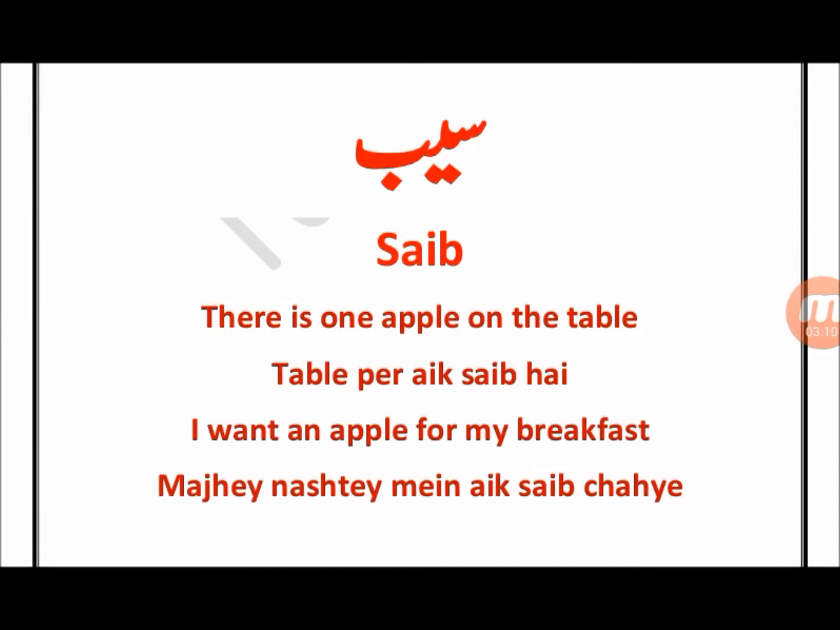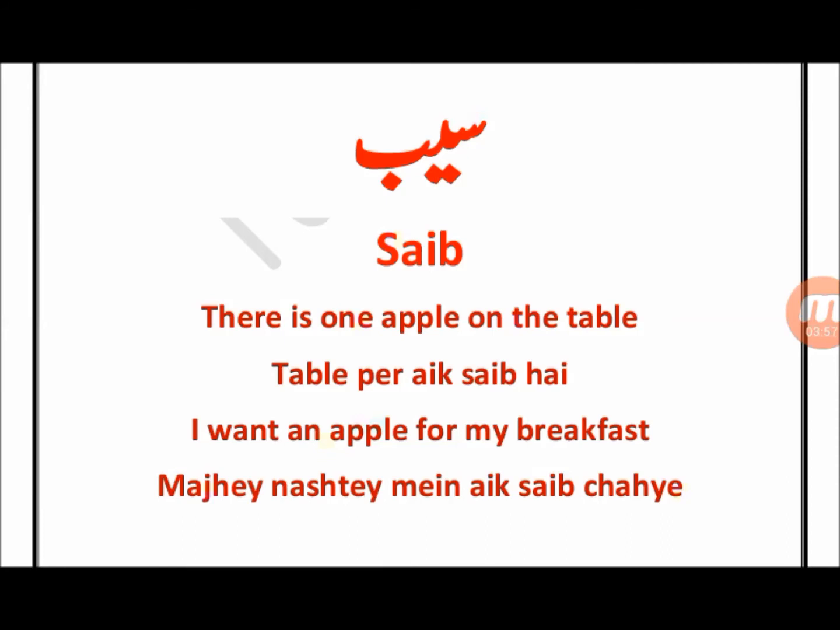First sentence. Look at the first sentence. There is one apple on the table. Table par. We say table in English like table. There is no Urdu for table. So as you say table, we also say table. Table par ek seb hai. There is one apple on the table. How can we say in Urdu? Table par ek seb hai.